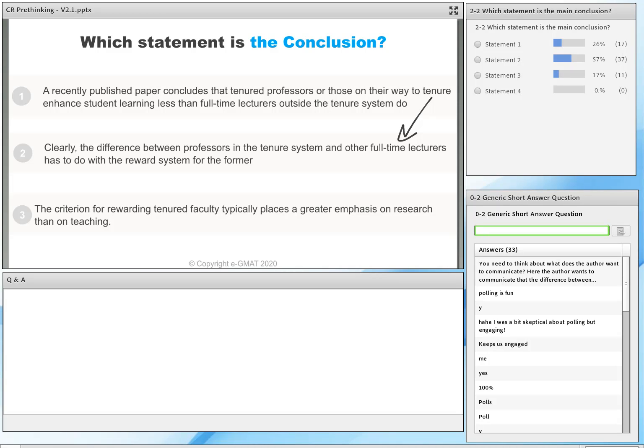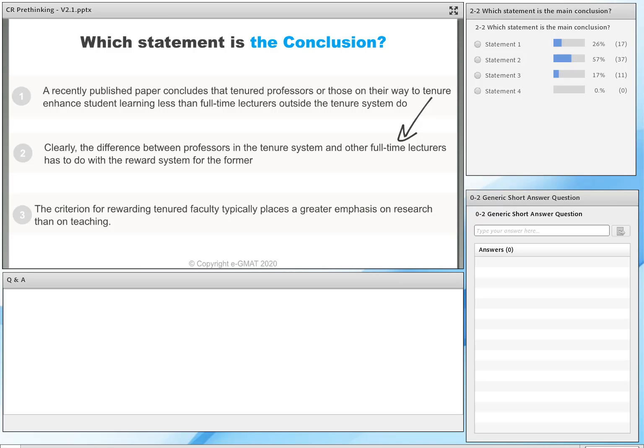So let's look at statement 1 and see why it is not the conclusion. A lot of people think that because it has this word concludes, that makes statement 1 the conclusion. But when you think about who's making that conclusion here, it's that published paper. It's not the author of the argument, it's that published paper. And also read the content of it. Statement 1 says a recently published paper concludes that tenured professors or those on their way to tenure enhance student learning less than full-time lecturers. So it provides a data point, it provides a fact over there.